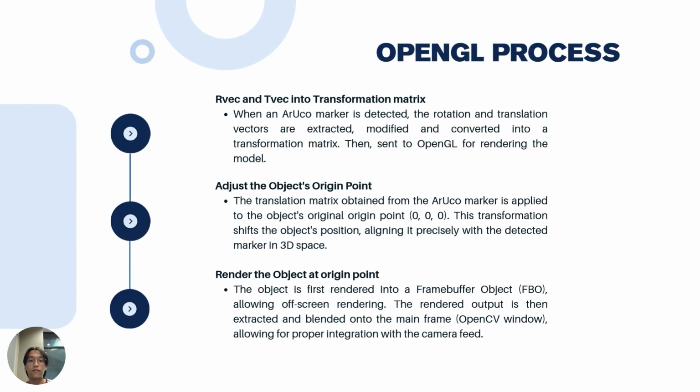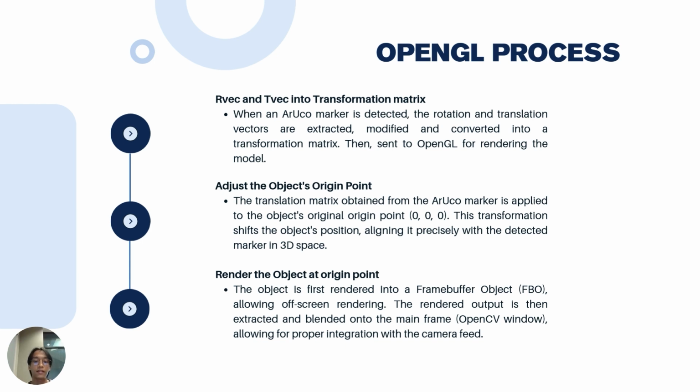Now, about the process of OpenGL. First, it will be about converting the RVEC and TVEC into a transformation matrix. When an Aruco marker is detected, OpenCV provides a rotational and translation vector, which define the marker's position and orientation in 3D space. These vectors are converted into a transformation matrix, which is then passed to OpenGL. This matrix ensures that the virtual 3D model aligns correctly with the detected marker.